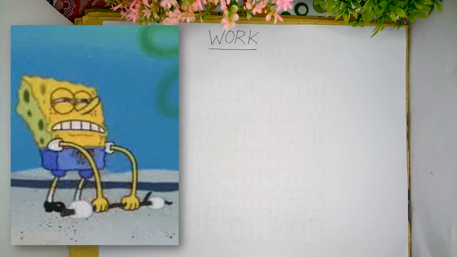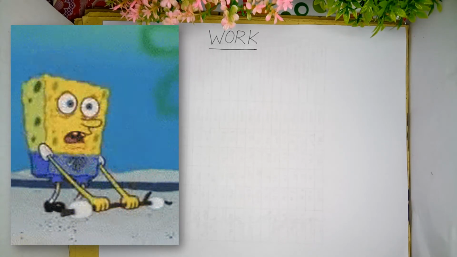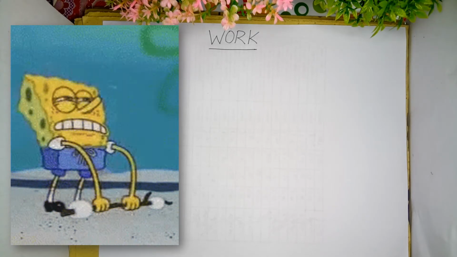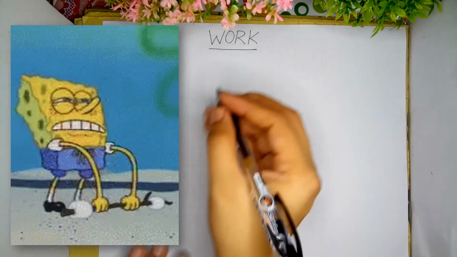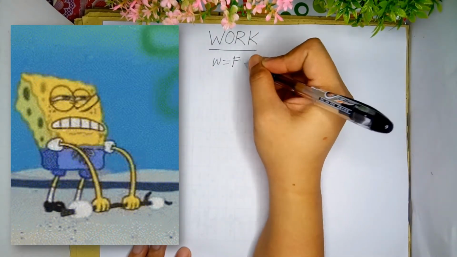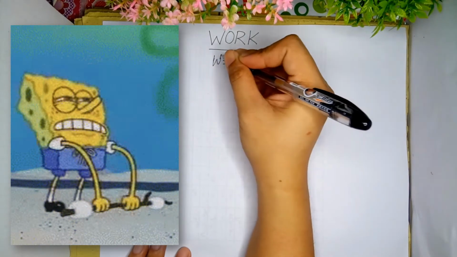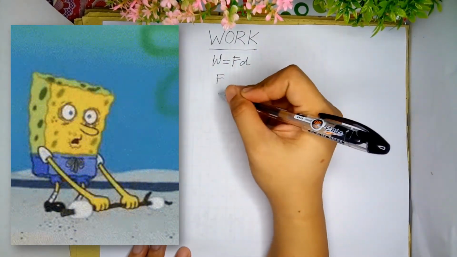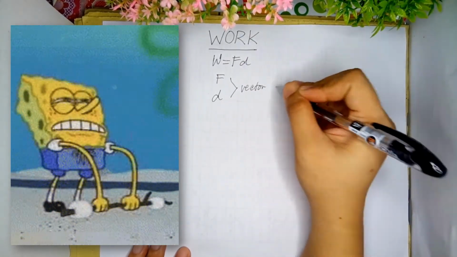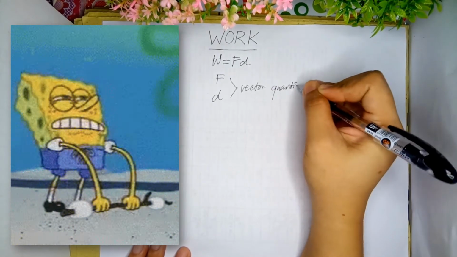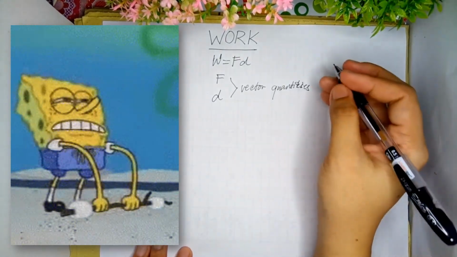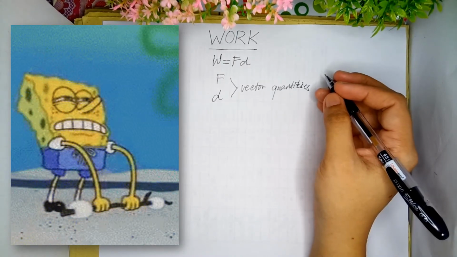Though the force and displacement are both vector quantities, work is a scalar quantity. Okay, so we have the formula for work. Work is equal to force times displacement. Force and displacement are both vector quantities, but work is a scalar quantity.